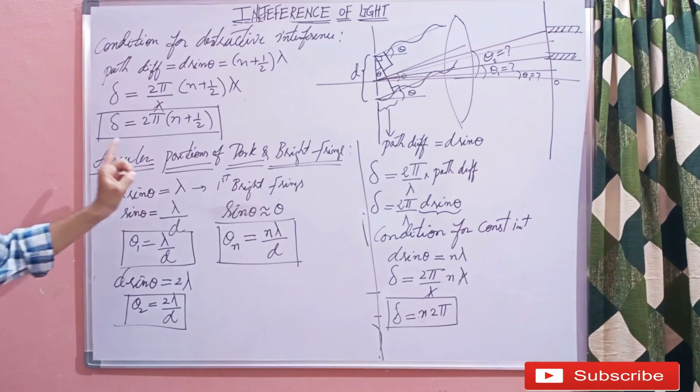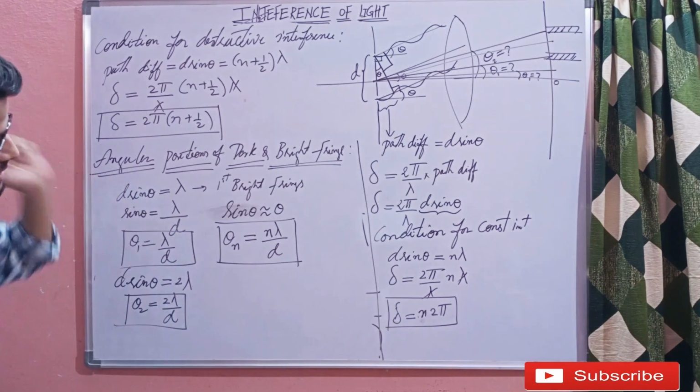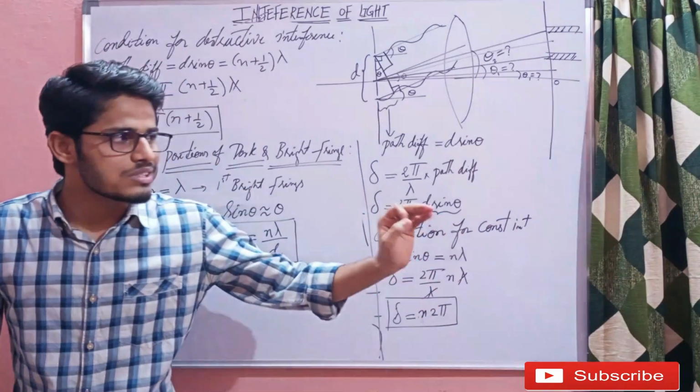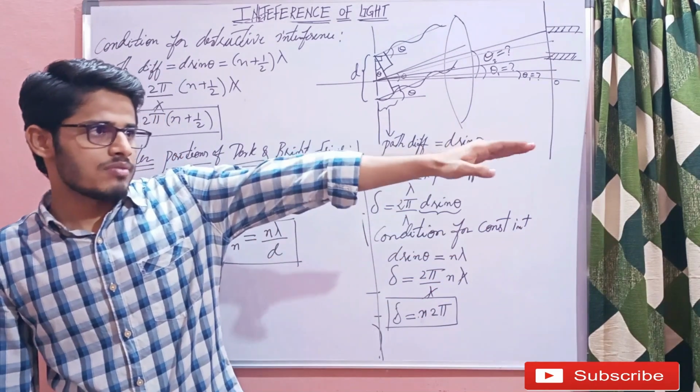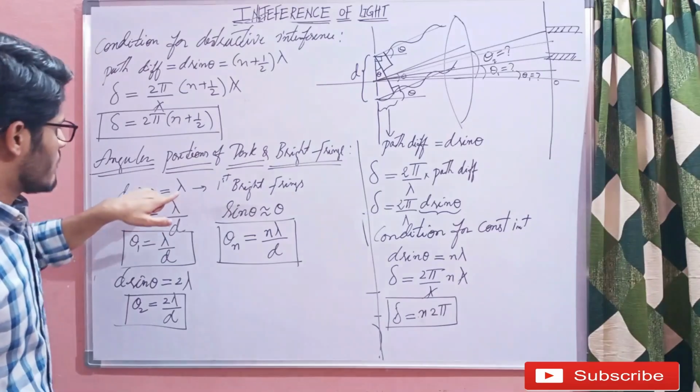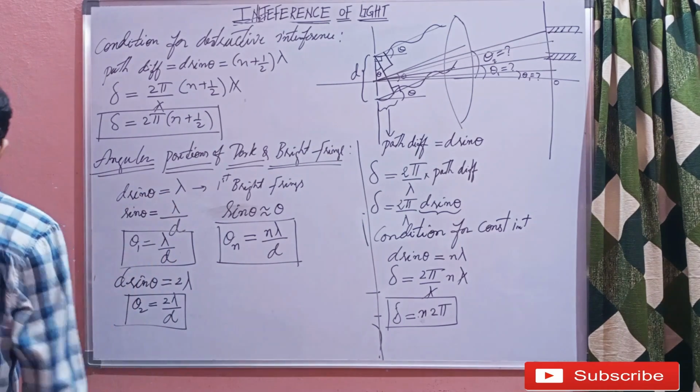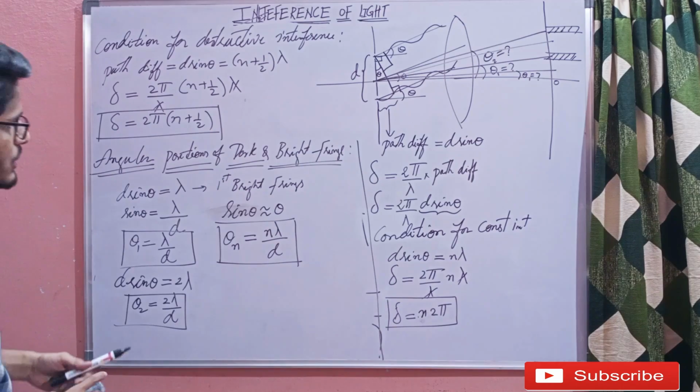So similarly, we can do it for the destructive, for the dark fringes also. If you want to get the angular position for the dark fringes, what you have to do is, instead of taking lambda, we have to take lambda by 2.